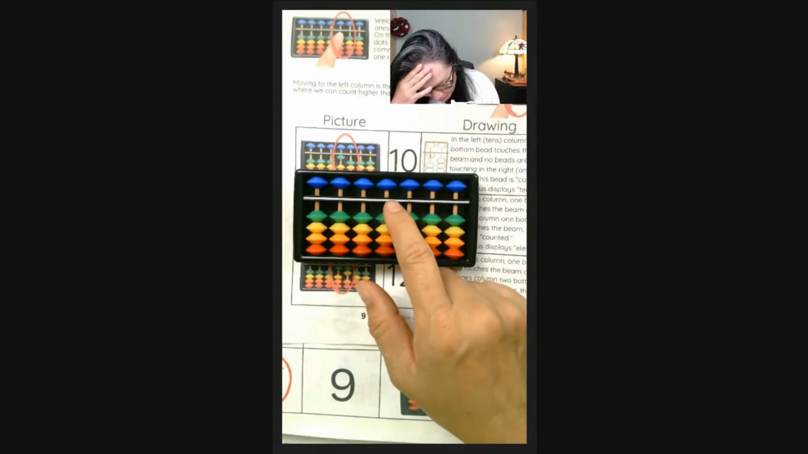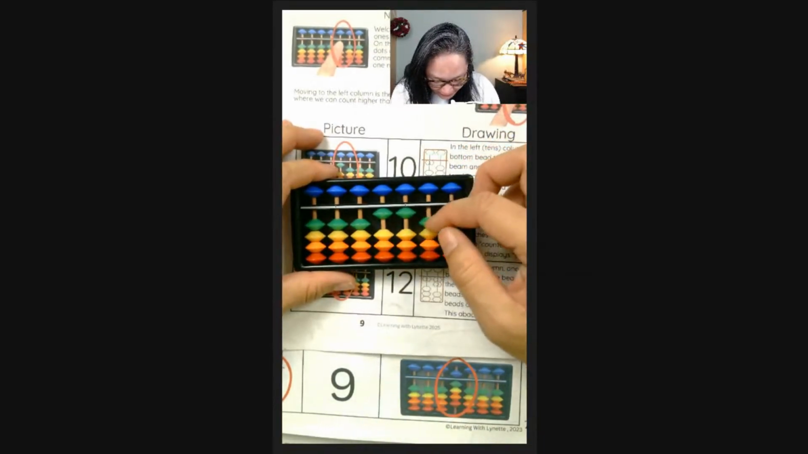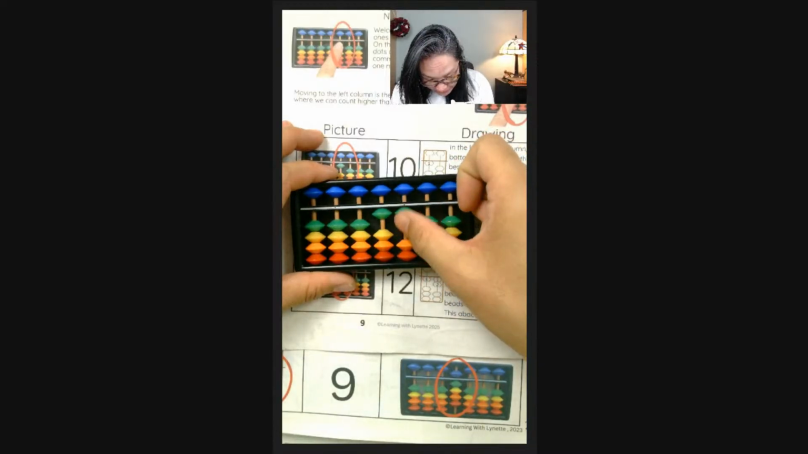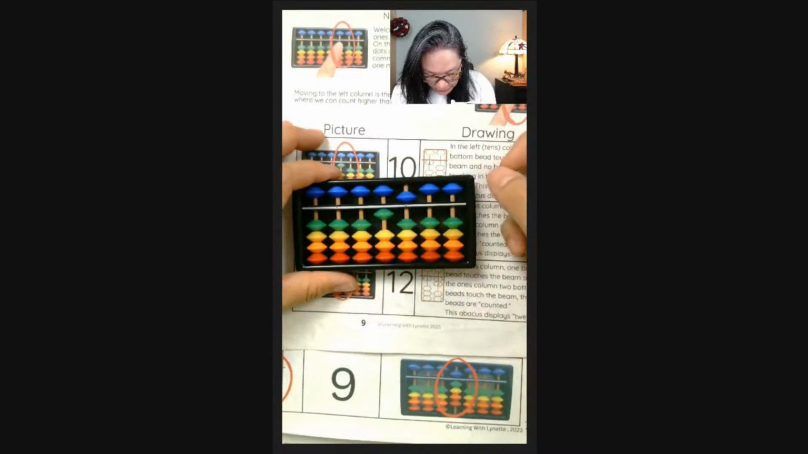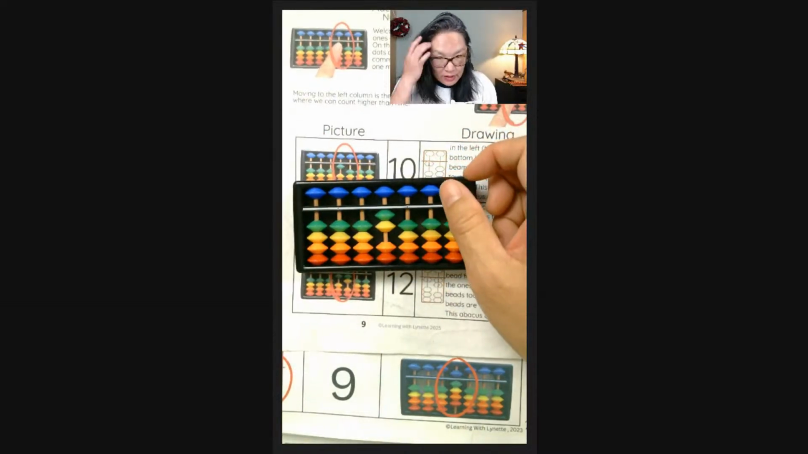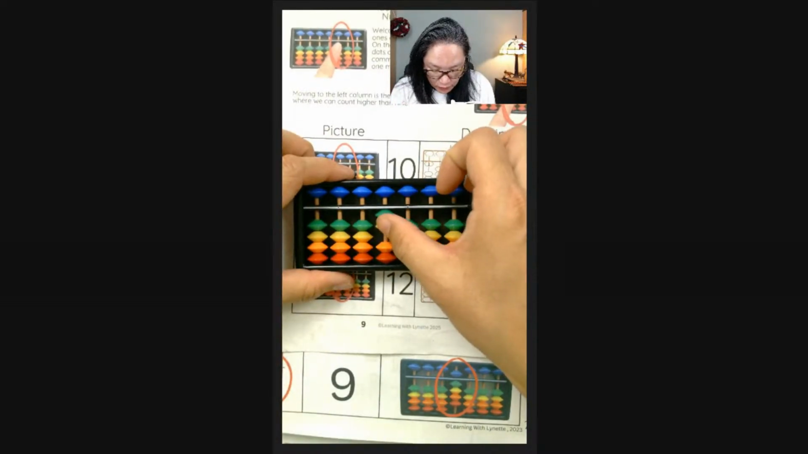All right? So we have 10 and then we have 11. Notice that the beads are touching the horizontal bar. This is 11. So 11, 12, 13, 14, and then 15. 15, 16, 17, 18, 19, and then 20, right? When we're looking, we have 21.